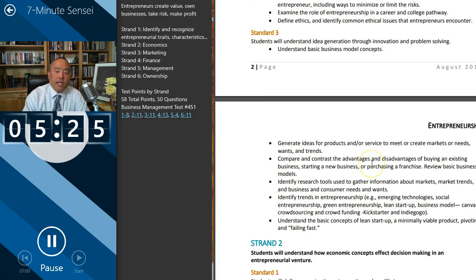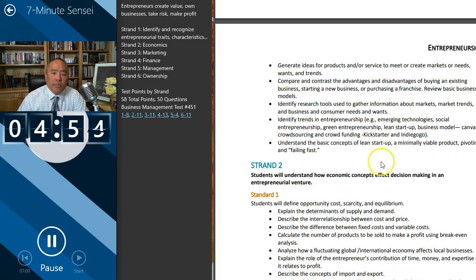In Standard 3, we learn about problem solving and idea generation. Entrepreneurs are problem solvers. They observe, they see problems, they see people struggling, and they use their entrepreneurial skills to make life easier, to automate, to make things routine, to solve problems. That's what the entrepreneur does.